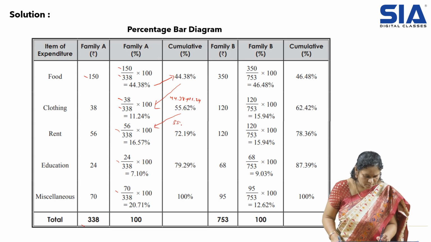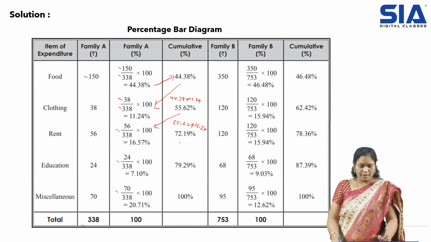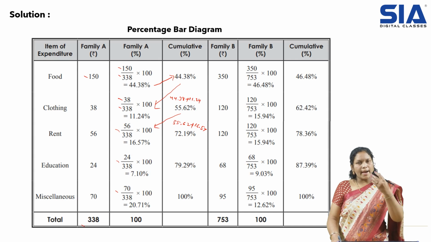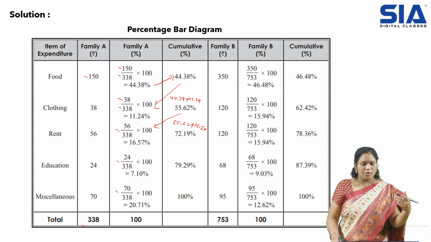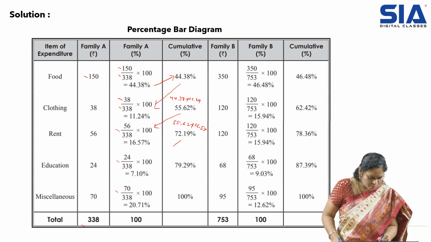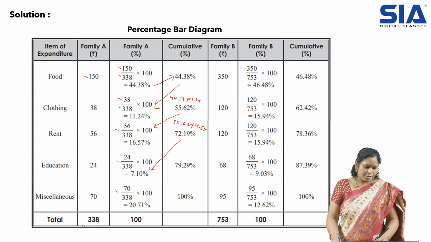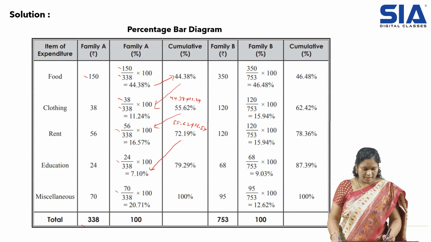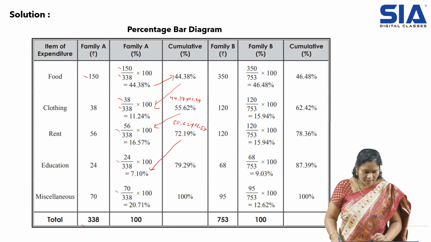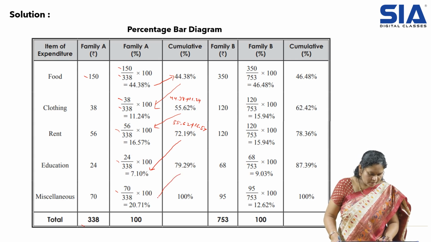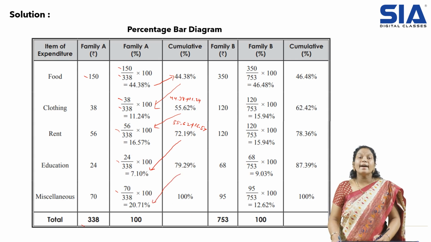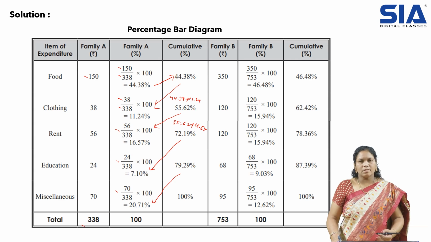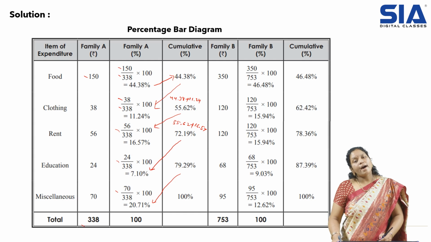So 55.62 plus 16.54 goes to 72.19. Like that, you add the cumulative value to the next percentage value. So 72.19 plus 7.10 goes to 79.29. Like that, go for the next value, add it to the next, and finally you will get 100%. Overall 100%, because you have added up all the percentages. Definitely the last value becomes 100%.